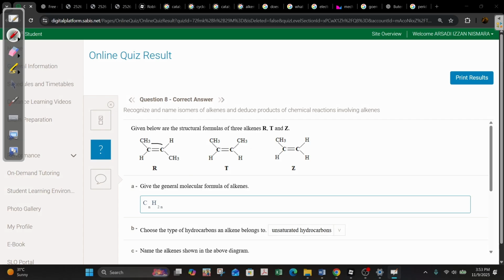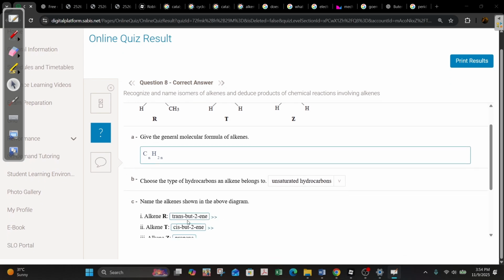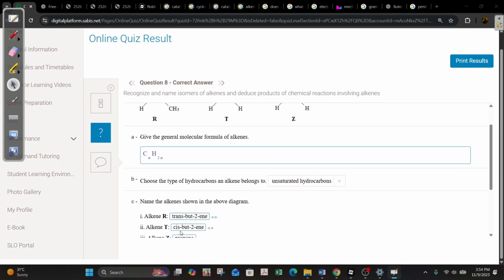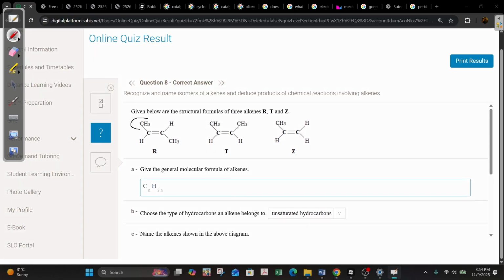Choose a type of hydrocarbon an alkene belongs to. An alkene has a double bond, and a double bond results in an unsaturated hydrocarbon. Unsaturated means there's double bonds. For alkene R, if there's two groups on opposite sides but they're on different levels, then you call that a trans butene. If it's on the same level, then you call that a cis butene. So this will be trans.